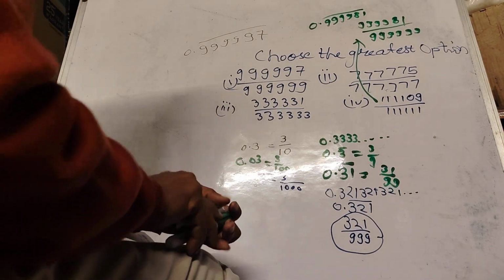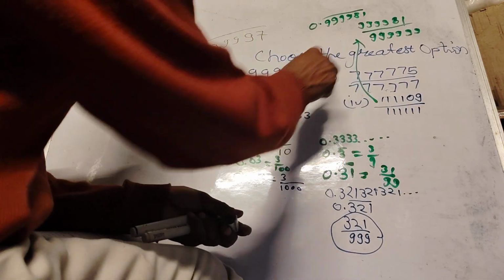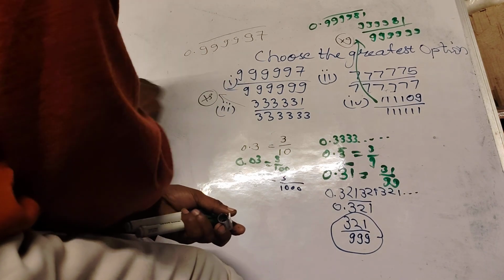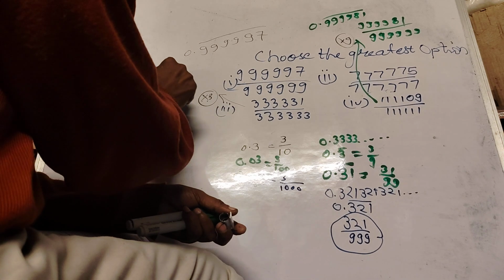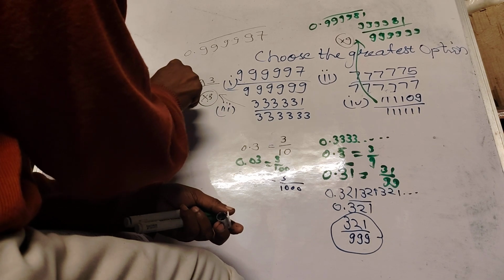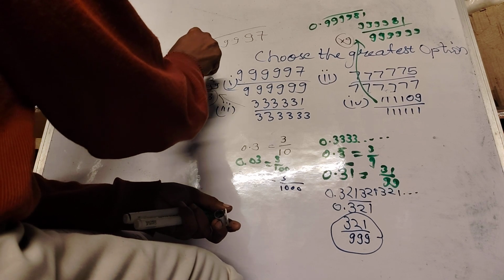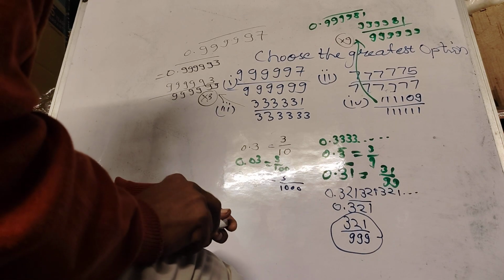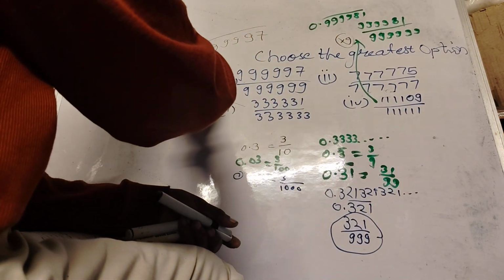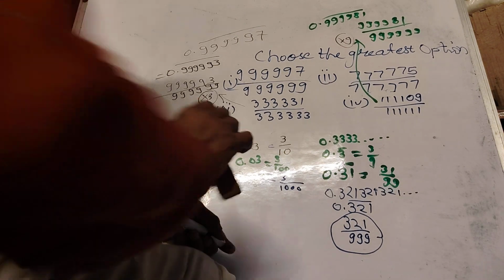In the third option, we multiply both numerator and denominator by 3. In the fourth option, we multiply both numerator and denominator by 9. Here we multiply both by 3. So the numerator becomes 9999, 5 times 9, then 3. The denominator becomes 6 times 9. Its decimal value becomes 0.99995 times 9, then 3 bar. So which one is the greatest option? This D option is rejected first.